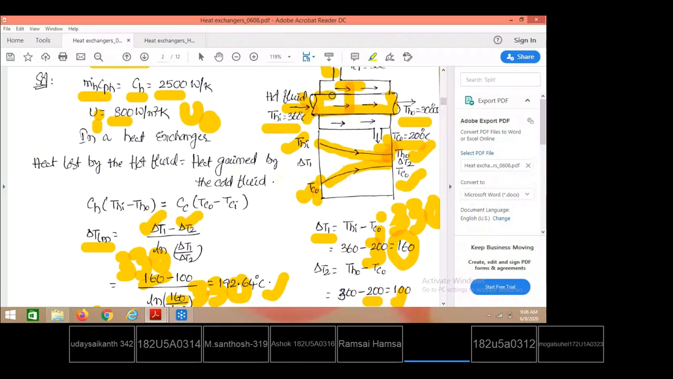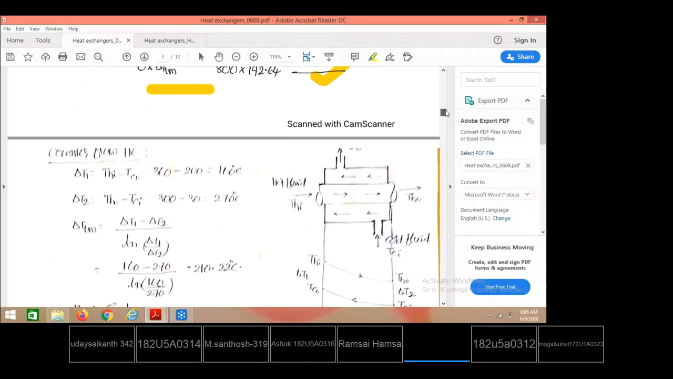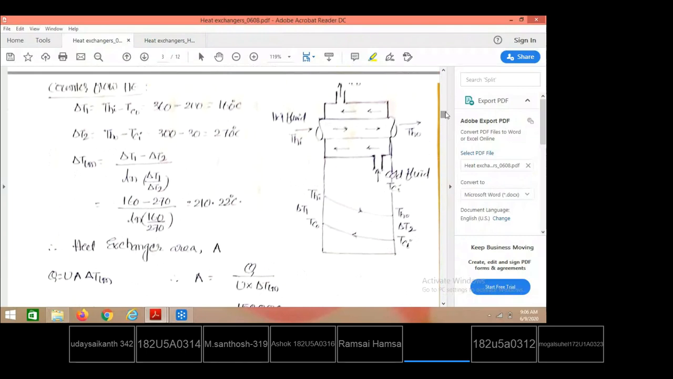So this is the inner surface area required: 0.973 meter square. Suppose in the other case it is acting like a counterflow heat exchanger. That means the hot fluid continues to flow in the same direction, but the cold fluid is allowed to flow in the reverse direction. Cold fluid entry is now on this side and it leaves from the other side.